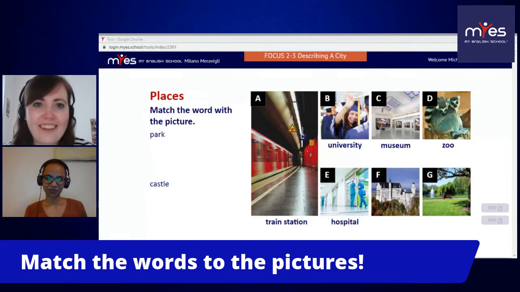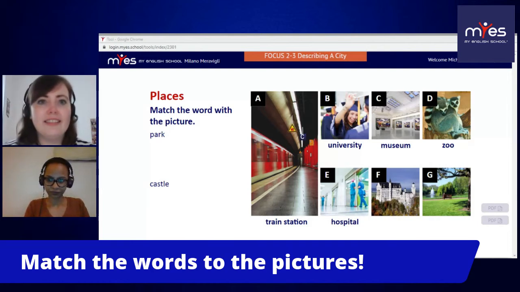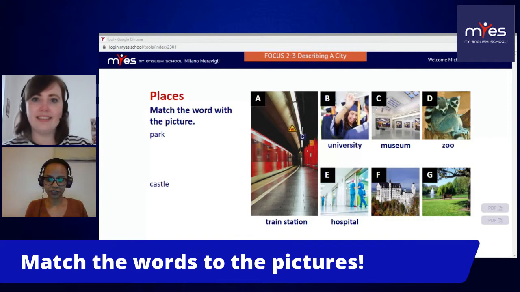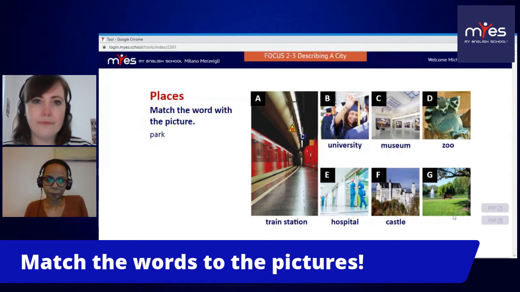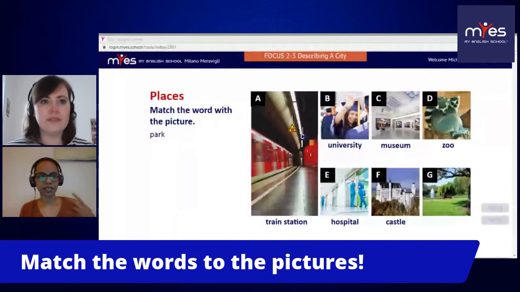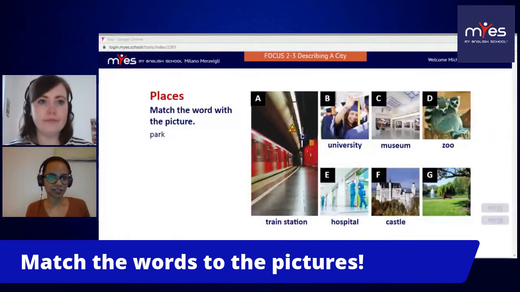Okay, and picture F is enormous, I would say. It's really, really big. A building, and it looks like it's in the mountains. So it looks like a really big castle. Yep, I think you're right. It does look like a massive castle. So, guys, remember when you pronounce the word castle, the T is silent. Good point.